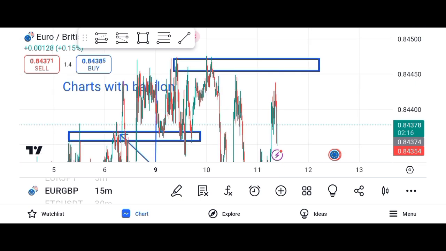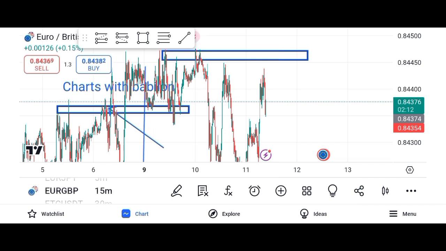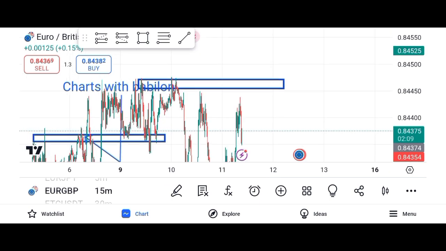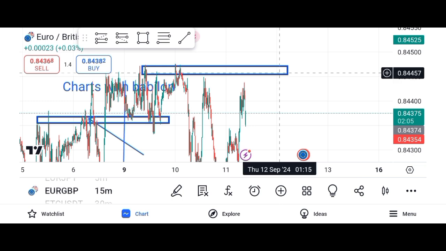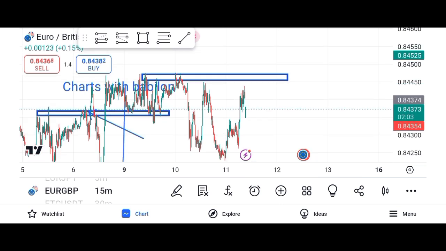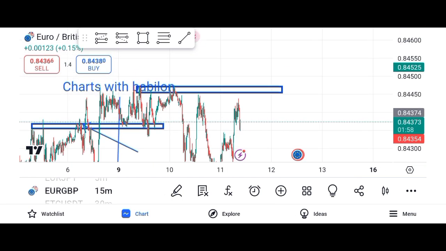So this new supply zone is going to be holding off all the liquidity that's going to be occurring around this area. So when price comes up to this point, I expect price to push down again to this point before trying to create a higher high.